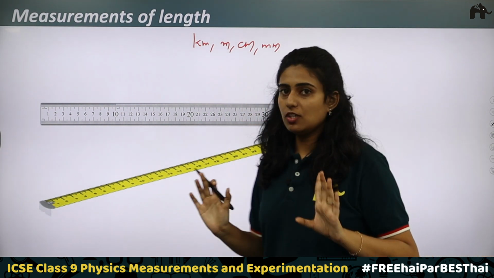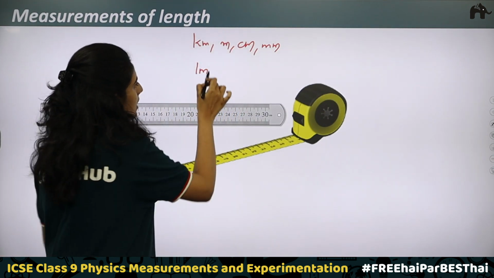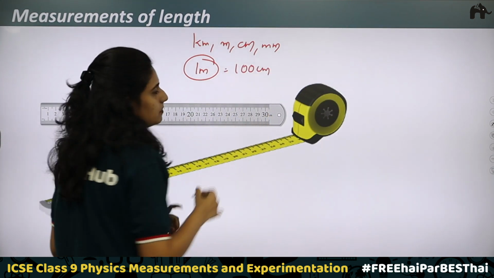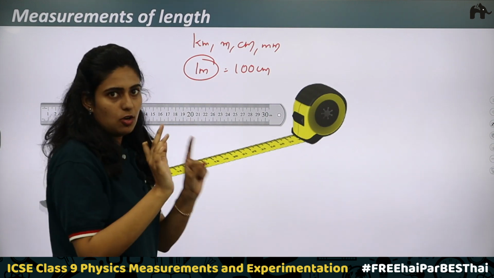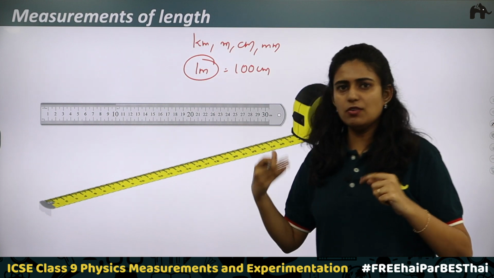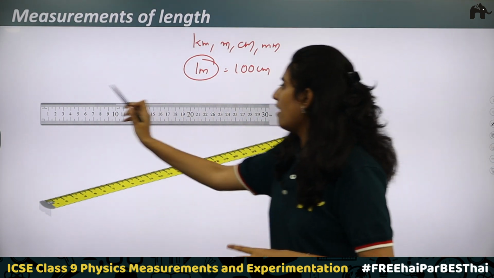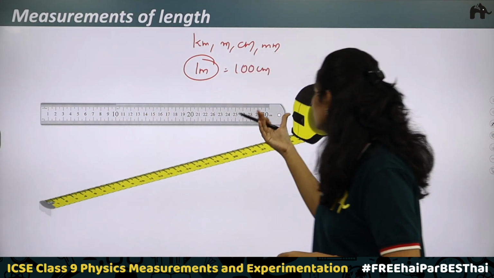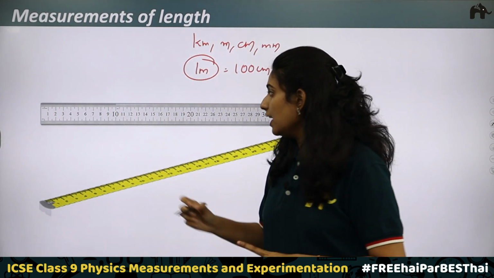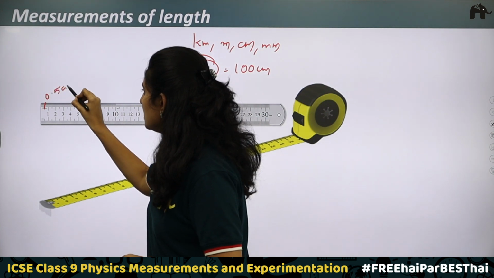Normally we know that a meter scale is of length 1 meter, which means it is 100 centimeters. Now here we have a 30 centimeter scale, which you will be using in your maths classes. In this 30 centimeter scale, you have 1, 2, 3, 4 up to 30. Other than this, you can see some smaller lines. Here if it is 1, this line will show 0.1 centimeter.